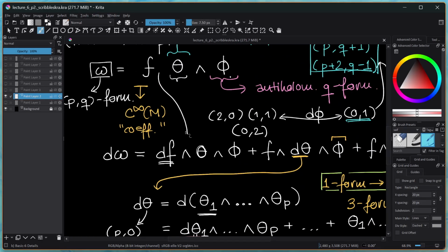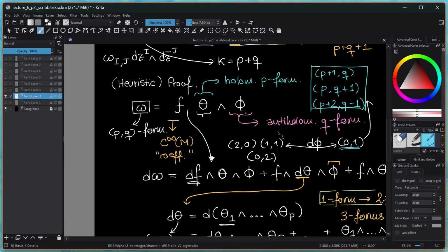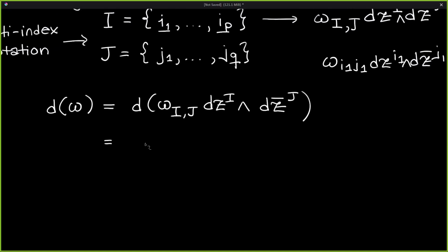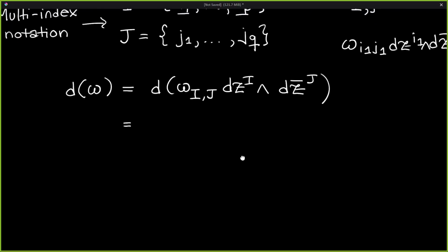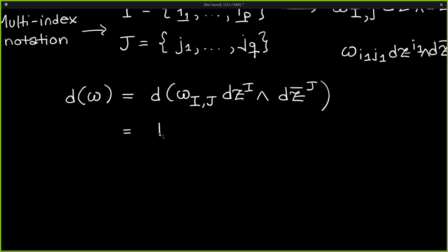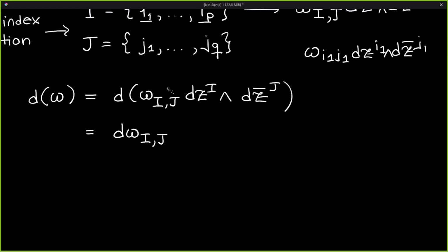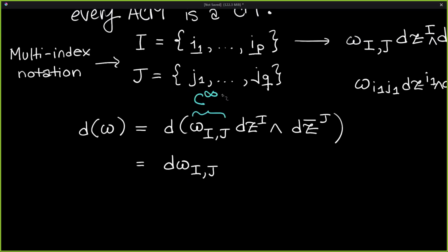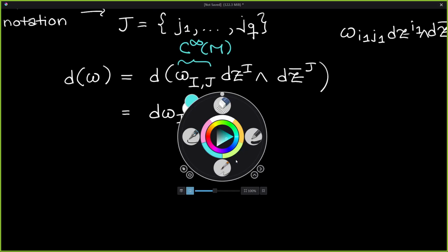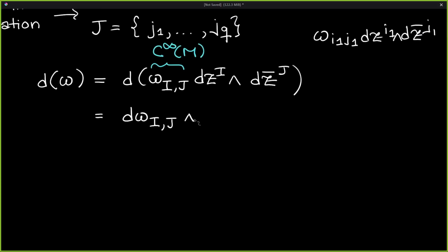Once we differentiate it, we still get the same thing. So everything else is fine. Okay, the next thing is, obviously we have to distribute this. So the first thing we get is omega d omega I j. This is our coefficient, right? This is from C infinity M, and so then we get something like this: dz I wedge dz bar j.